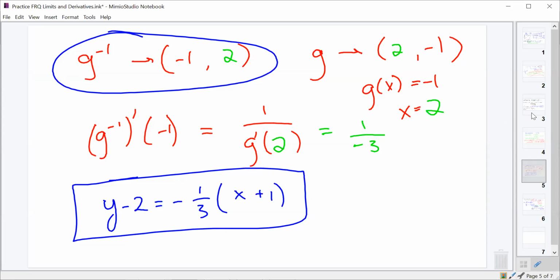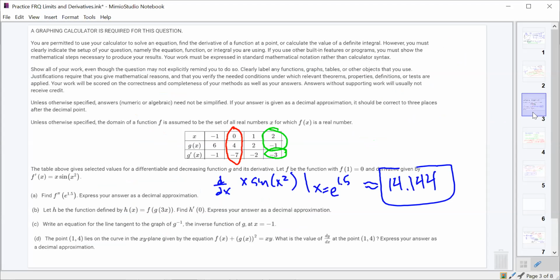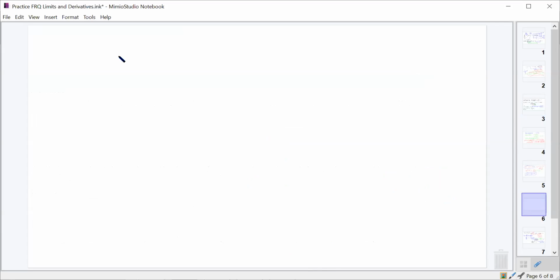All right, one part to go. So the last part of this is talking about a point (1, 4) that lies on the curve that is given by this equation, f of x plus g of x squared equals xy. We want to find dy/dx at (1, 4) using a decimal. So we're going to talk about this new equation, f of x plus the full function g of x squared equals xy. Everybody good with that to start with?